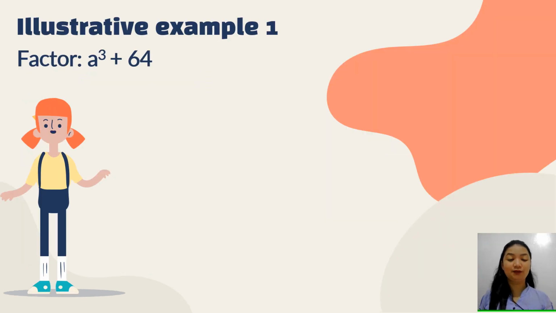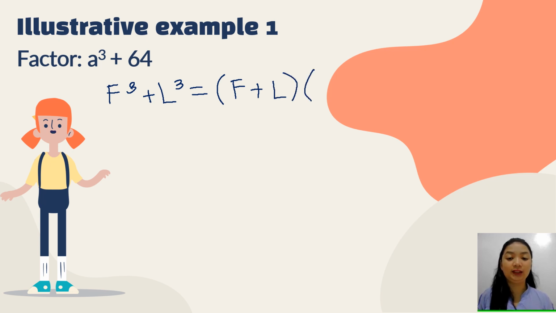So let us try this first example. I have here a cube plus 64. So this is the sum of two cubes. So let us write the first term cube plus the last term cube is actually equivalent to, yes, first term, simply copy the sign for the binomial factor, times the quantity, the square of the first term, minus, yes, that will be minus. Let us erase this one.